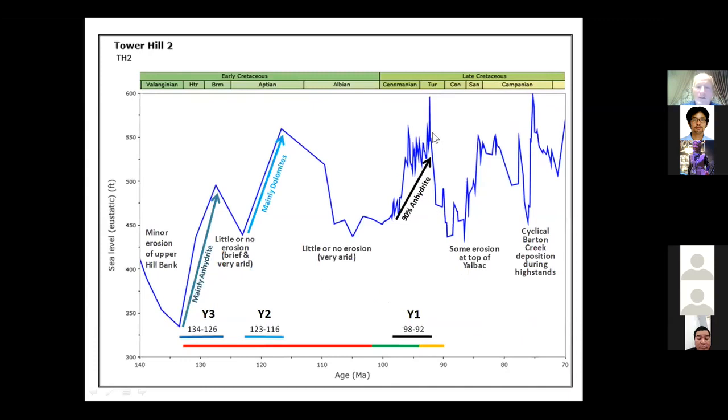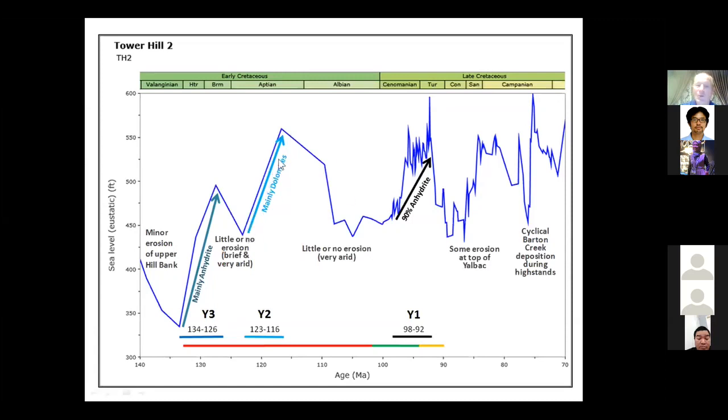And so by using our sea level curve, we were able to suggest that Y3 was deposited from about 134 to 126 million years, which is right within the range of the earliest age for the Jarlbach III from the strontium isotopes, and that this would have been mainly anhydrite. Then there was an unconformity during which there was not much happening. It was short and it was very dry there, so we don't really anticipate much happening, and we don't see any real change in the anhydrite.